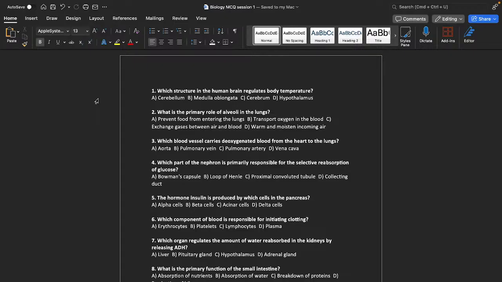Which cells in the immune system produce antibodies? T helper cells, cytotoxic T cells, B lymphocytes, and macrophages. So it will be your B lymphocytes. Those are the ones responsible for the production of antibodies.